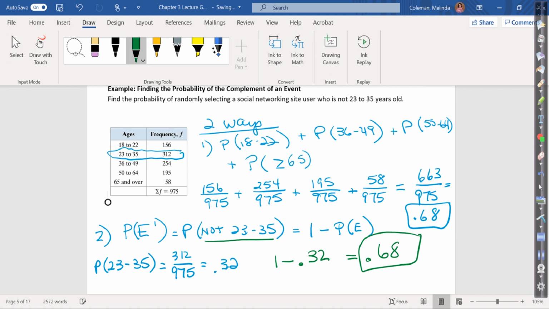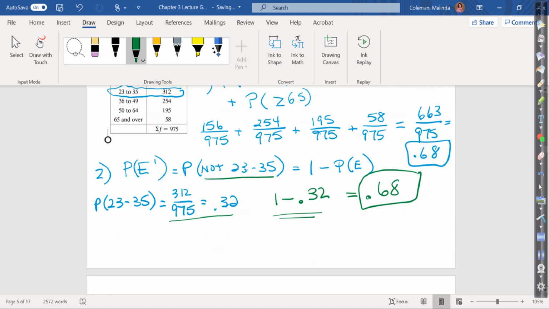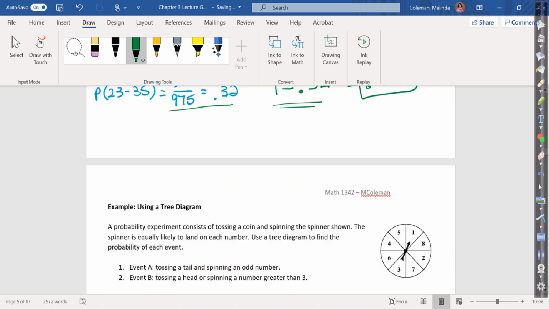So this second method is much easier whenever you consider how many categories you might have. It's much easier to determine one probability and then subtract than it is to try to figure each individual probability out. And you will see that used a lot.